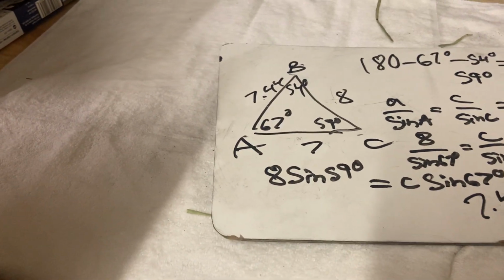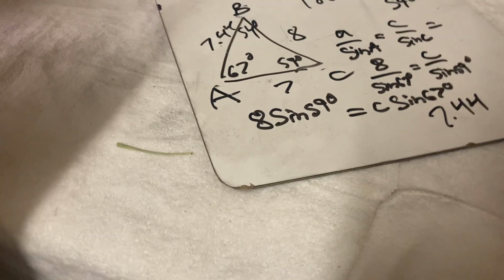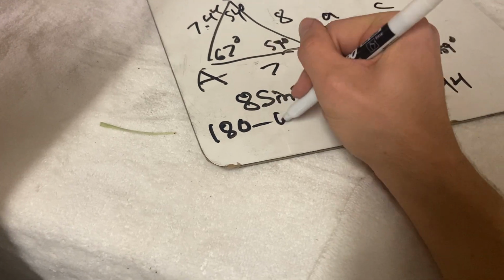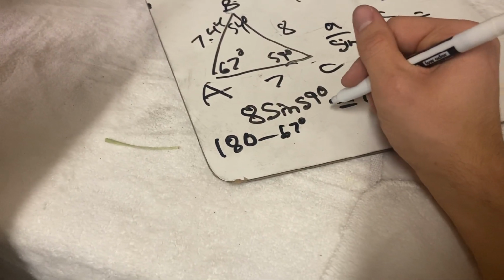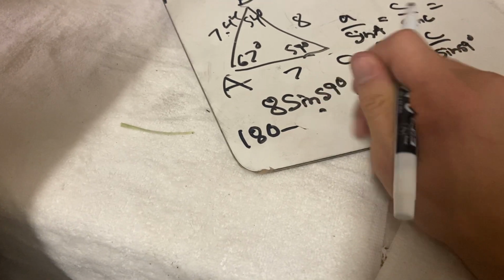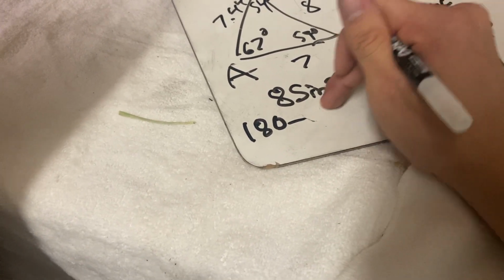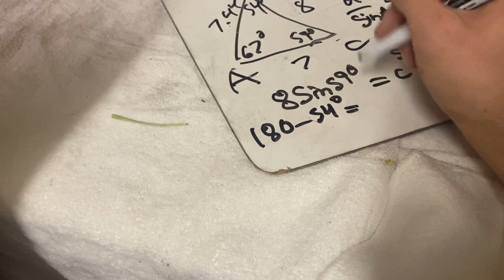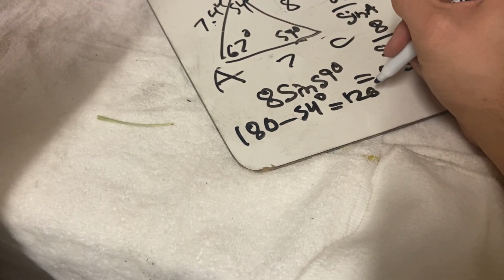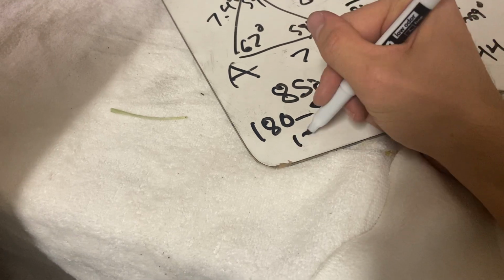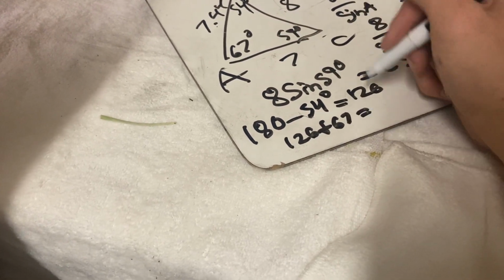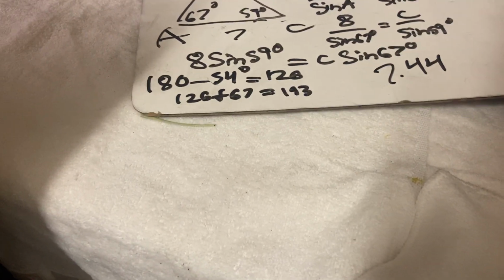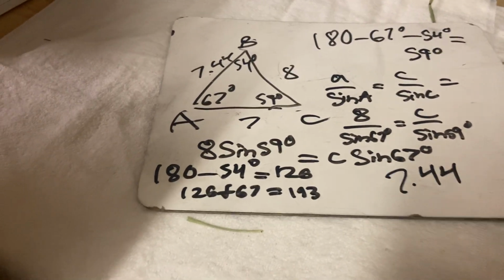Now, if you want to make sure that your problem does not have two solutions, you're going to do 180 minus 54, which was the second angle that we got. That would be 126, right? Now, 126 plus 67 would be 193. That would go above 180. So that means no matter what, there will not be two solutions, but definitively there would be one.